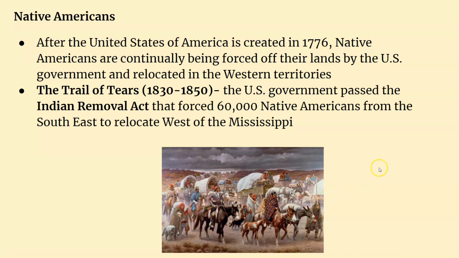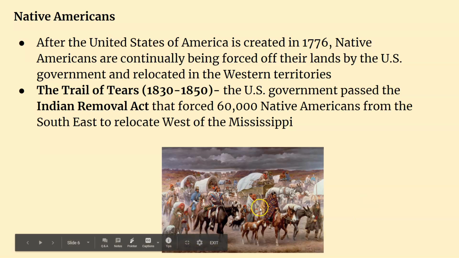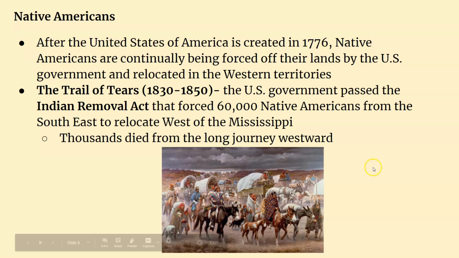It's called the Trail of Tears because you're pretty much relocating all these people, moving them thousands of miles out to the west. They have no idea about the land that they're going to. It was a terrible ride there, as you can see. It was cold. A lot of people died. It was just terrible.